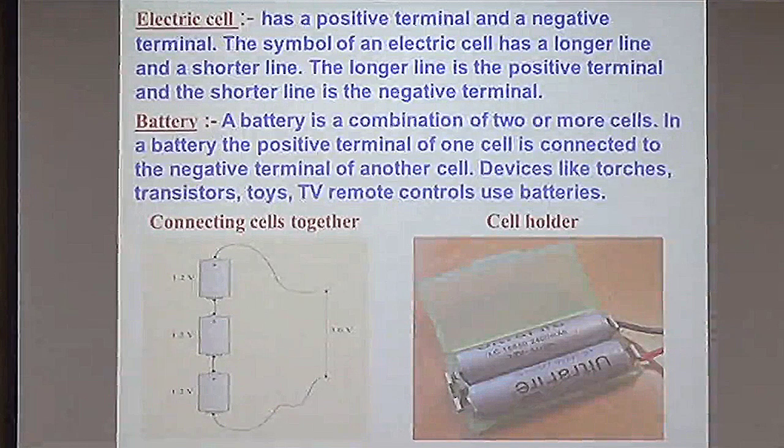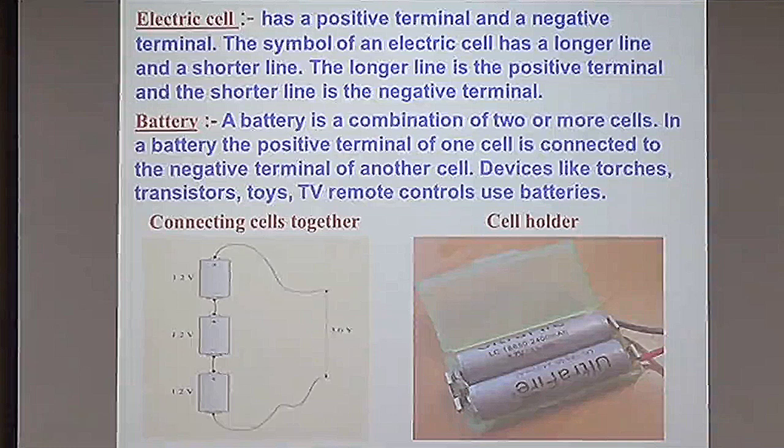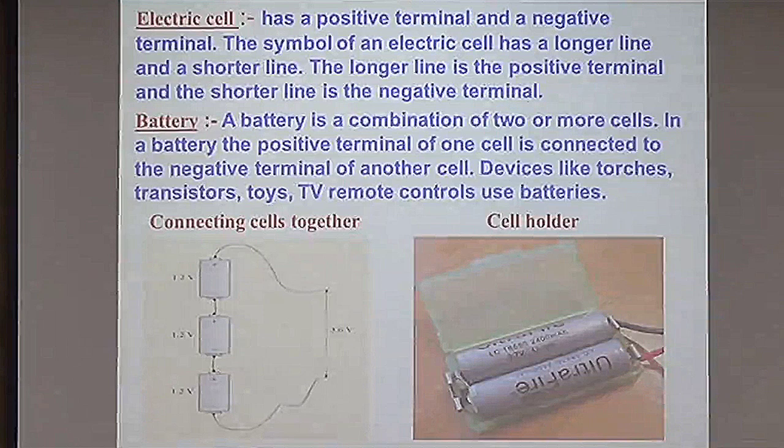You can see the electric cell in your torches also. When you open the torch, you see a simple cell that is known as electric cell. Now the electric cell is having 2 terminals. One is positive and another is negative. The positive terminal is on the upper end of the electric cell and the negative terminal is on the lower end of the electric cell.